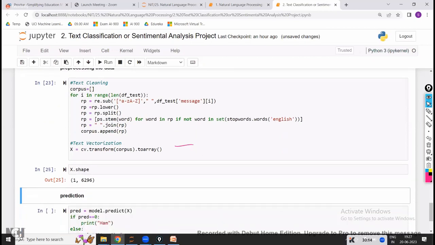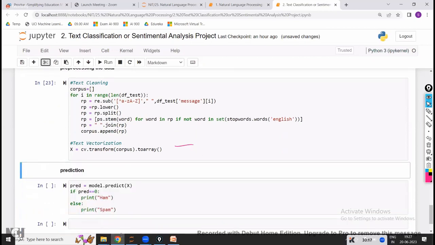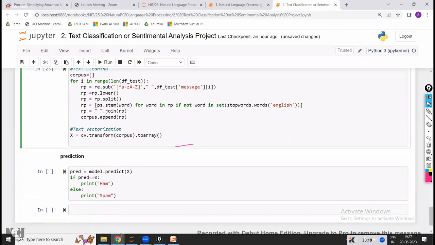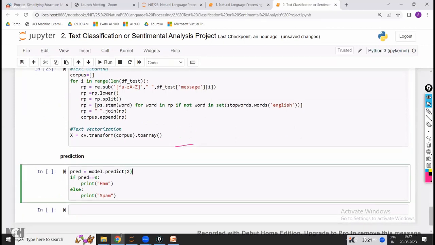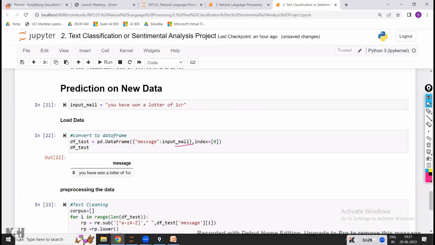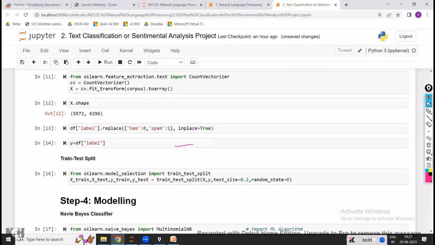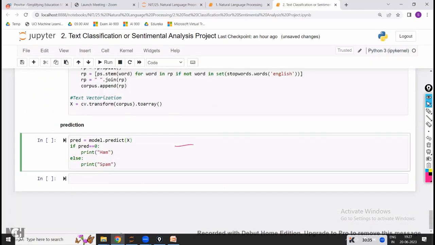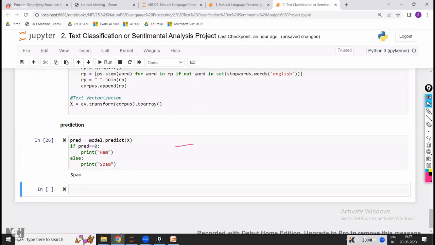Right? Now, whatever this X data is, I'm going to call model.predict on X. It will give the output as either 0 or 1. What is the meaning of 0? 0 means ham. Why ham? Because I have done the replacement, ham with 0 and spam with 1. So since the predicted answer is 0, it is considered ham. If the predicted answer is 1, it means spam. Since the output is 1, it is going to give the output as spam.